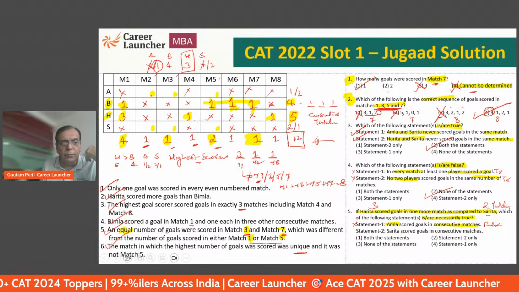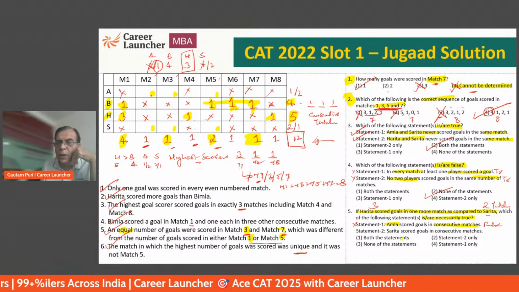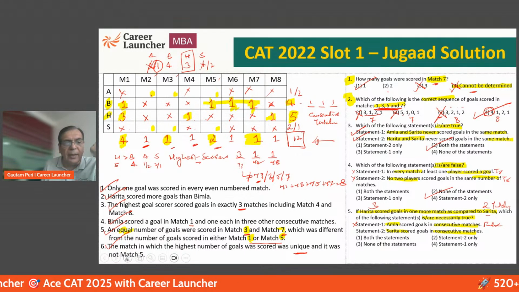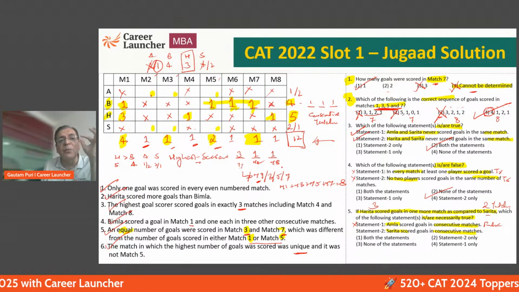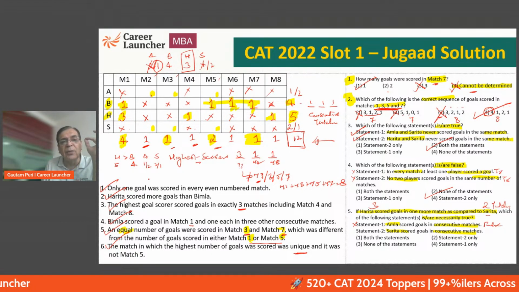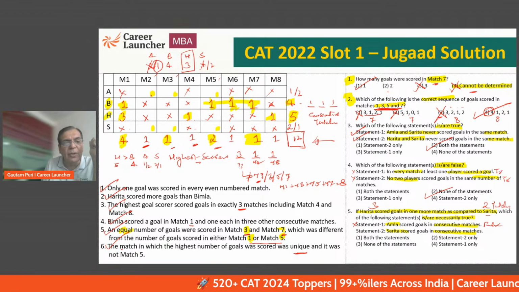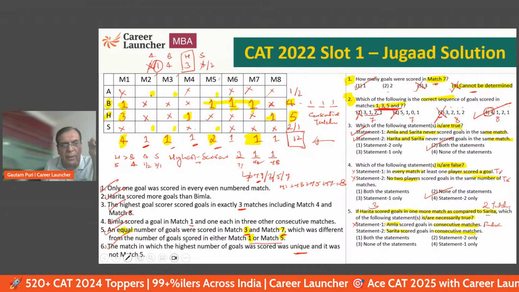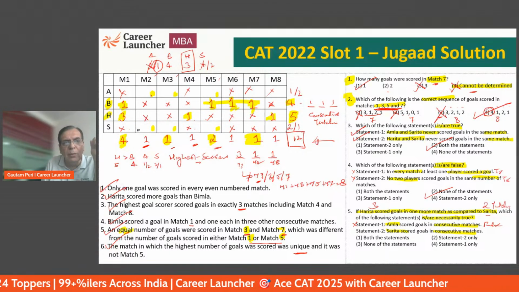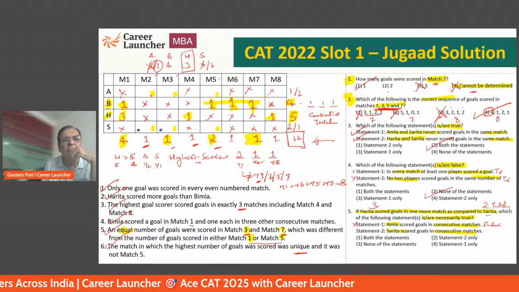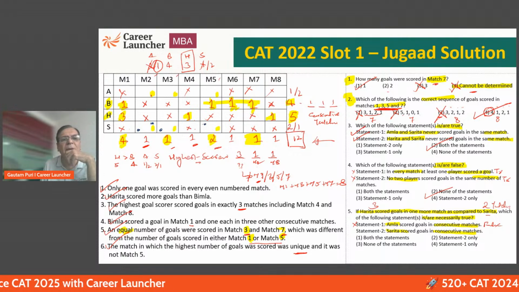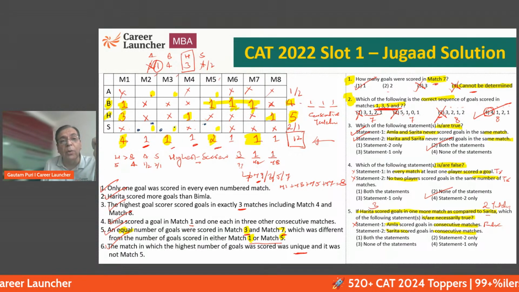Statement 2. Sarita scored goals in consecutive matches. Can Sarita score goals in consecutive matches? Yes, she can. But what are the matches which are left? She can score in match 2 and match 3. As far as Sarita is concerned, let me just change the color. Okay, let me take this. So Sarita could score a goal in match 2, match 3. She could also score a goal in match 2, match 5. In one case, or she could also score a goal in match 3, match 5.